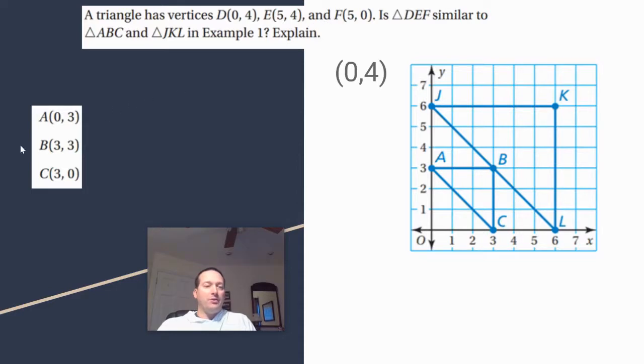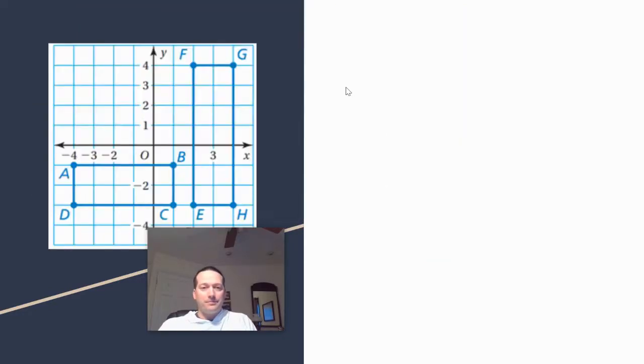All right, so do I multiply this number by 4/3 to get that number? No. 3 times 4/3 is 4, so this would need to be (4, 4). And now if I multiply this by 4/3, I would have (4, 0). Since I did not multiply by the same number to get this one as I did to get that one, since they're all different, they are not similar.